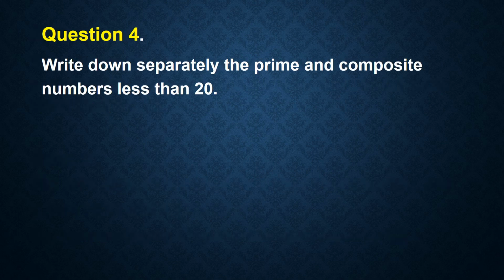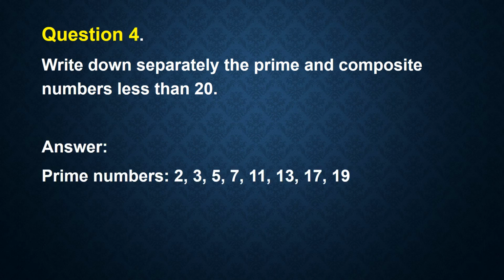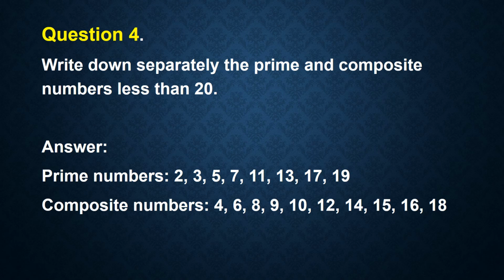Question number 4. Write down separately the prime and composite numbers less than 20. What are prime numbers? They have only two factors, 1 and the number itself. And what are composite numbers? They have more than two factors. So, the prime numbers less than 20 are 2, 3, 5, 7, 11, 13, 17, 19. Composite numbers are 4, 6, 8, 9, 10, 12, 14, 15, 16 and 18.